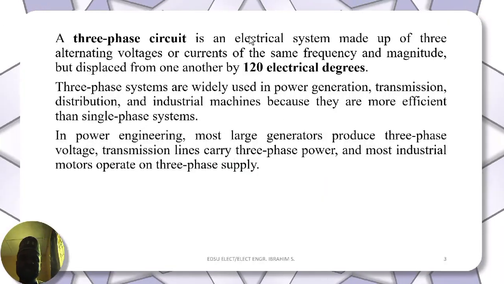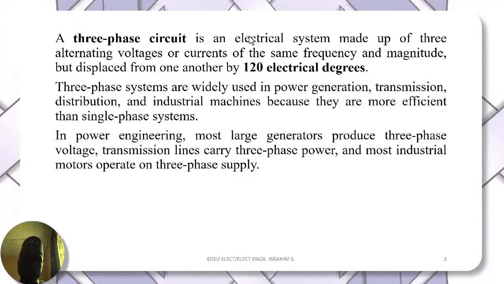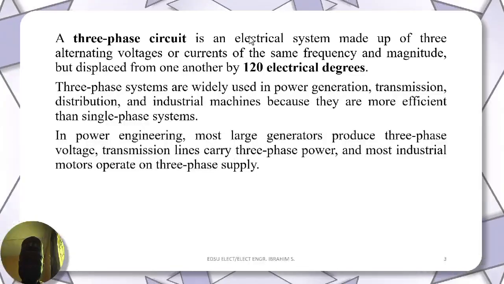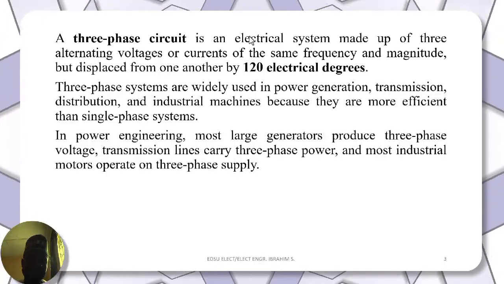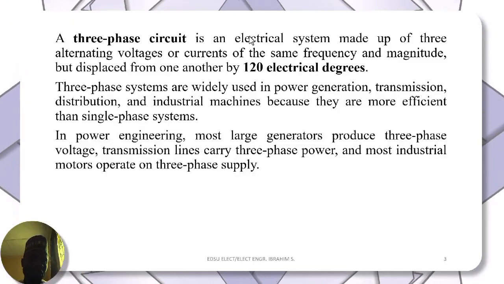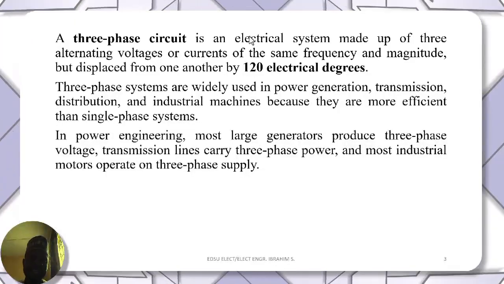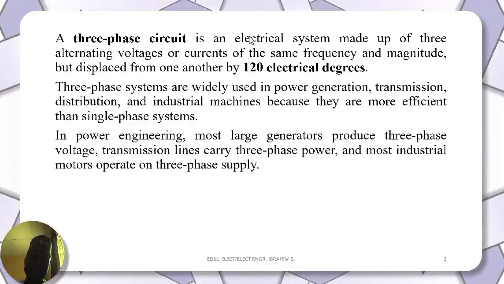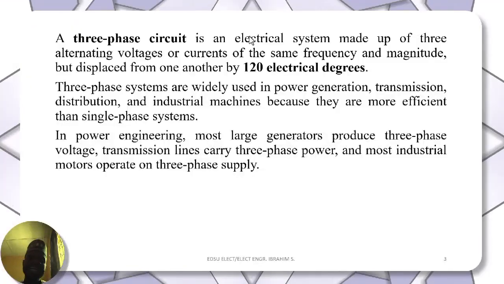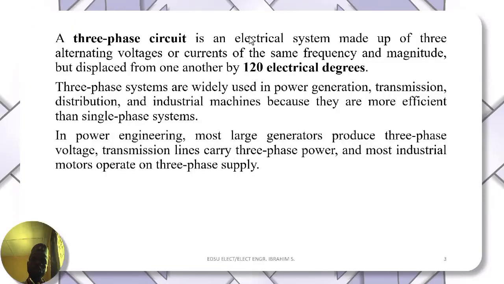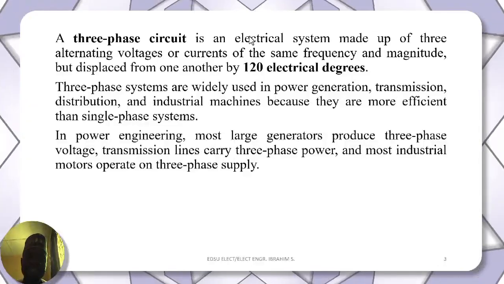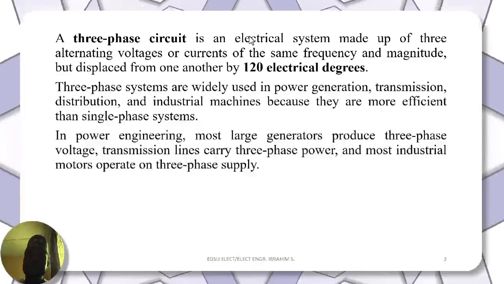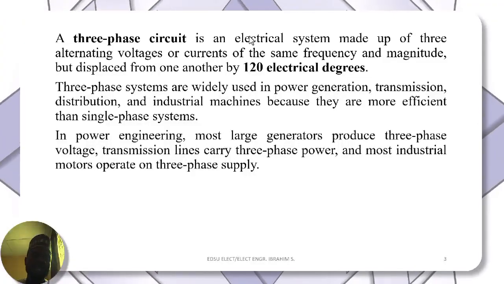Now, a three-phase circuit is an electrical system made up of three alternating voltages or currents. It means a three-phase system has three-phase AC voltages or three-phase AC currents. These three-phase voltages and currents have the same frequency and the same magnitude. However, they are displaced from one another by 120 electrical degrees. Yes, when you sum the three up, it will give you around 360, right?